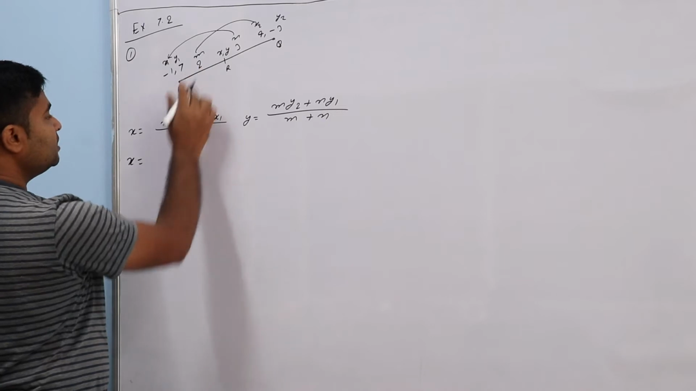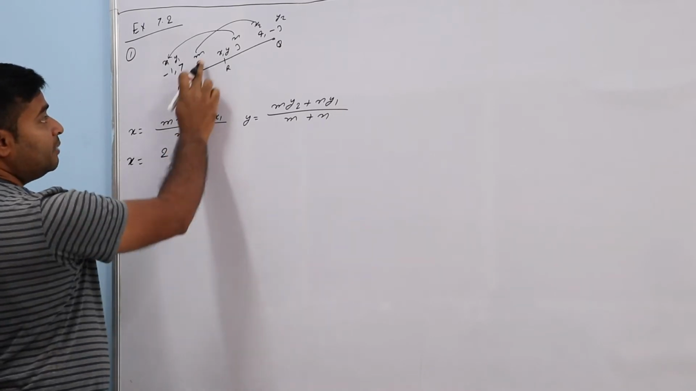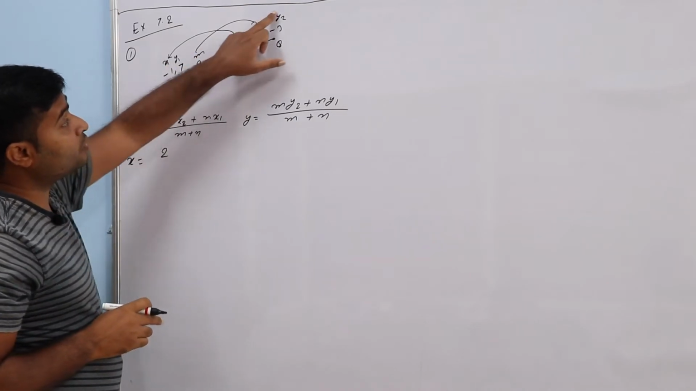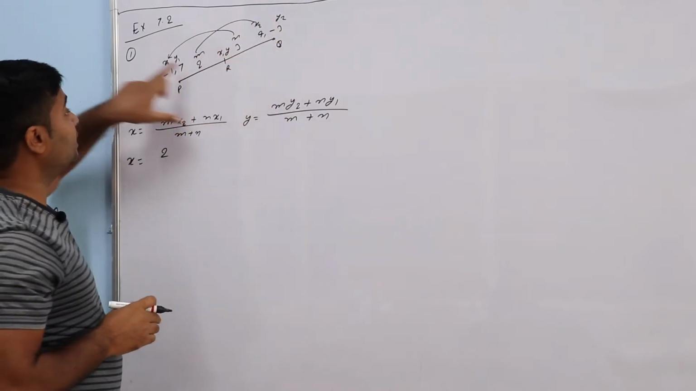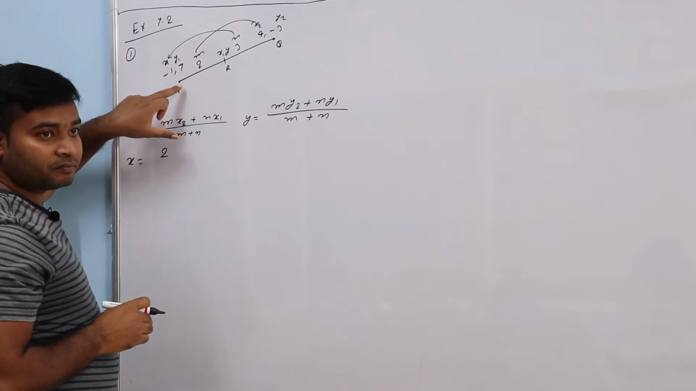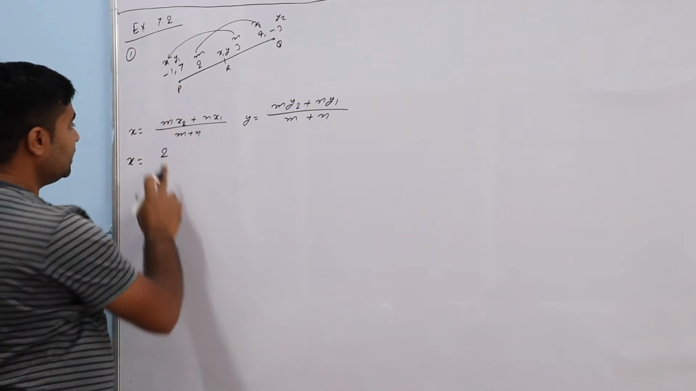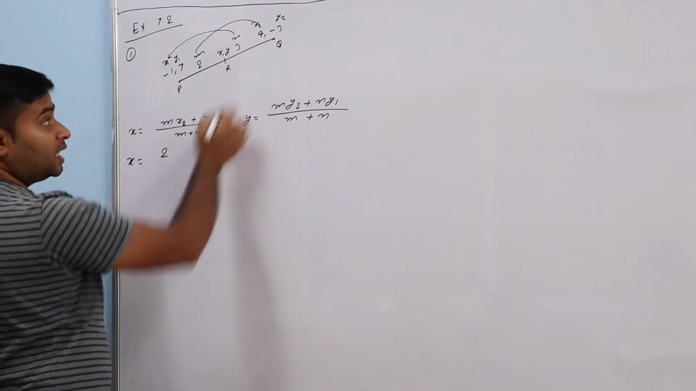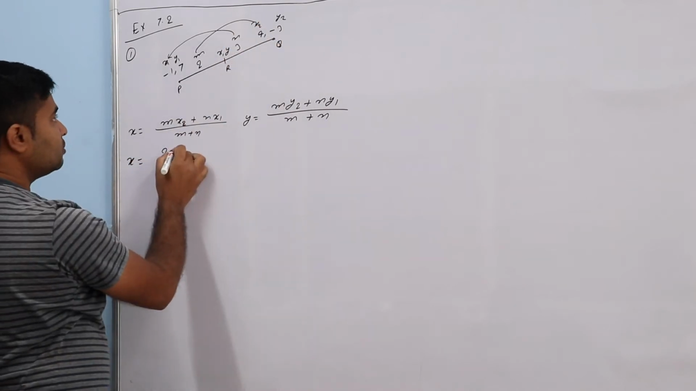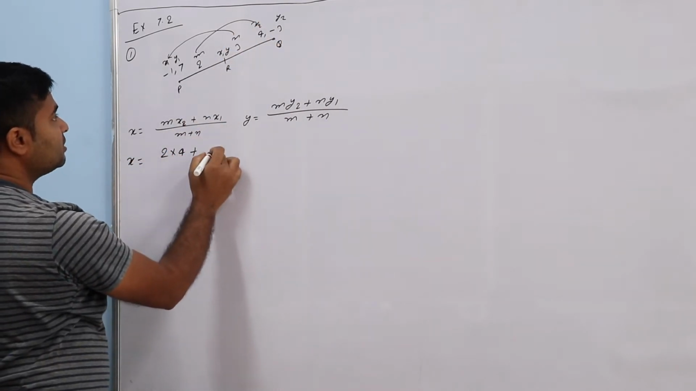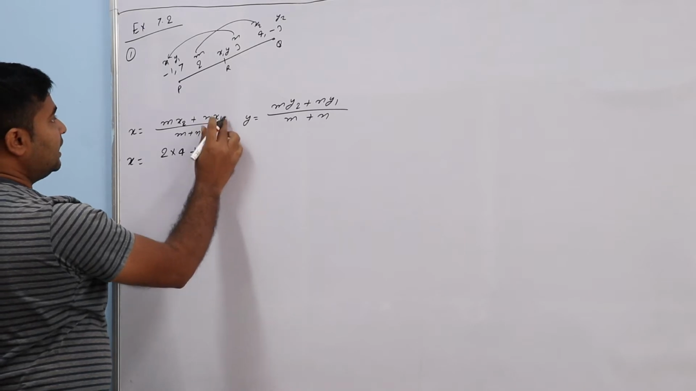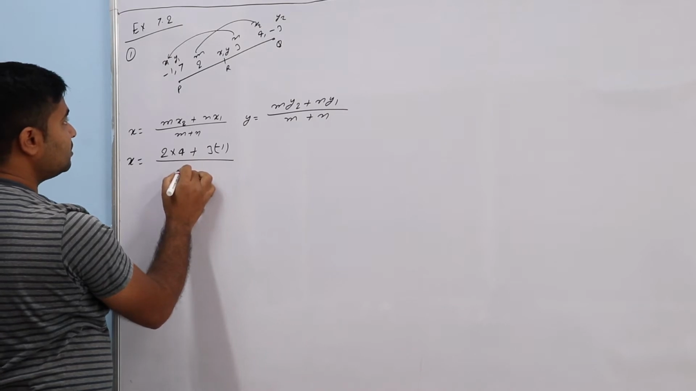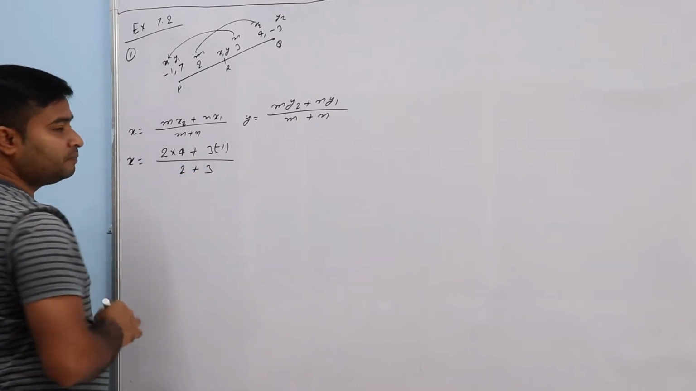X is equal to, m is how much? M is 2, n is 3, x2 is 4, y2 is -3, x1 is -1, y1 is 7. Now at least say, m is 2, x2 is 4, into 4, plus n is 3, x1 is -1, by m plus n, which is 2 plus 3.